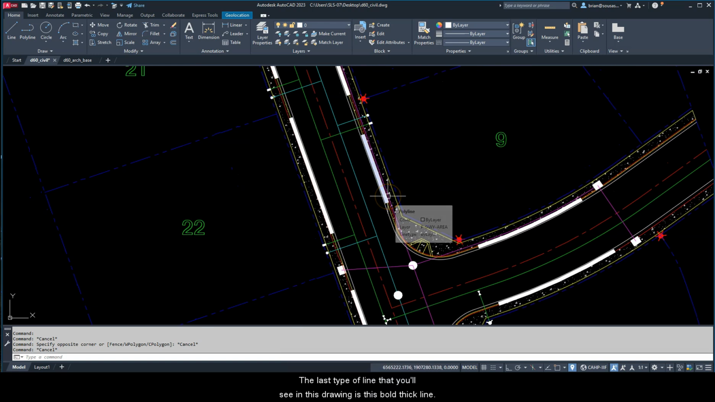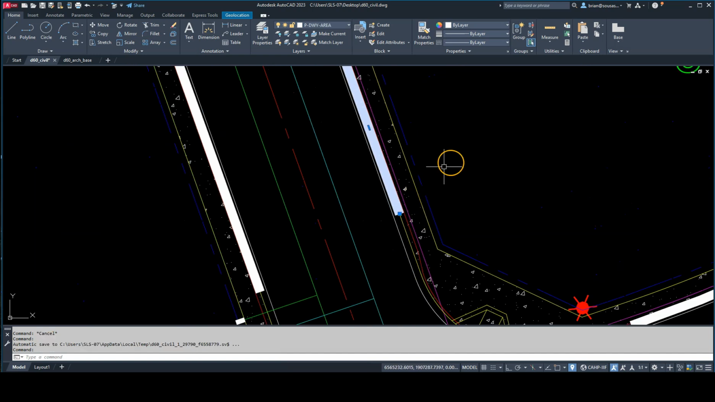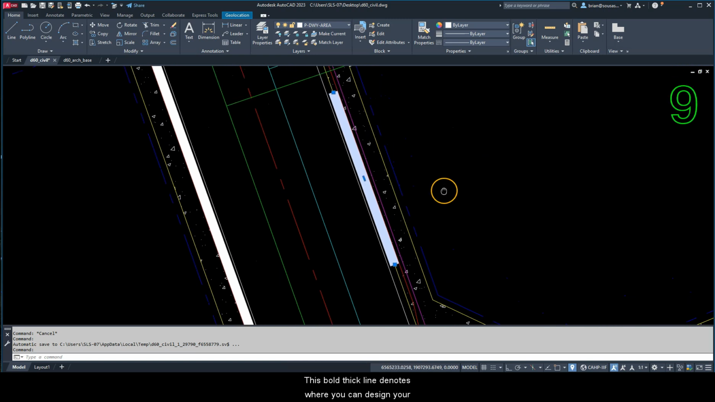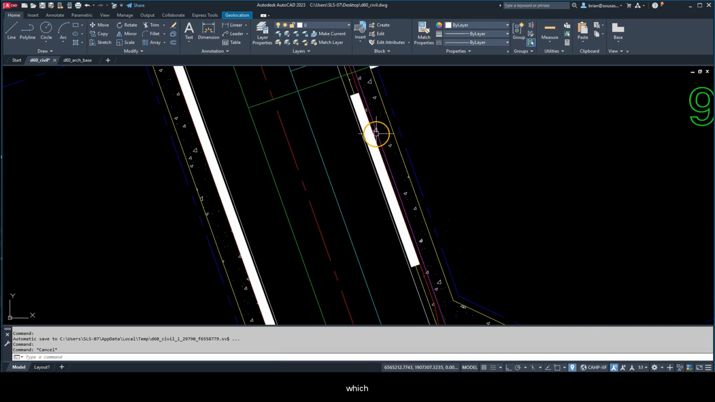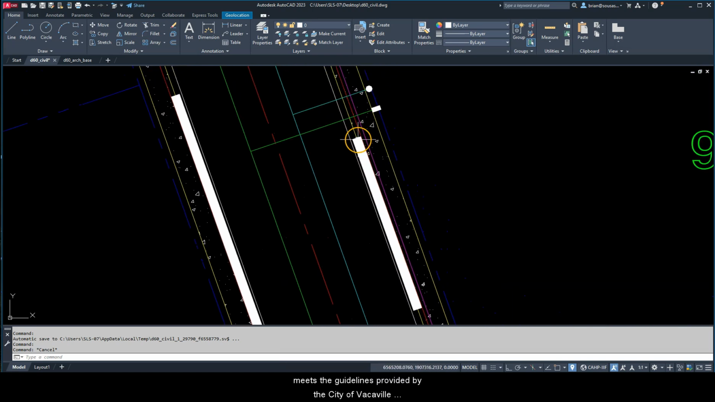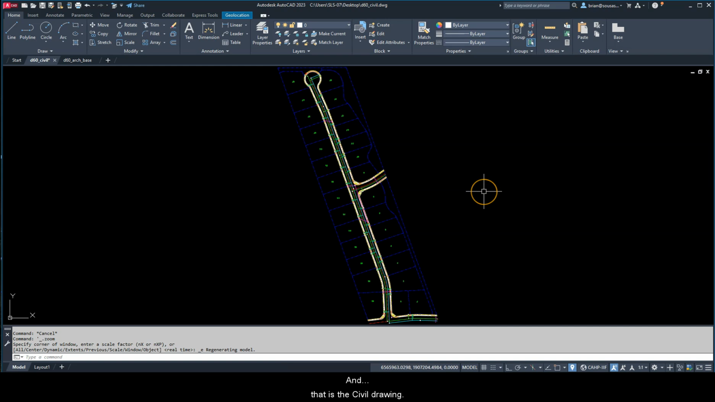The last type of line that you will see in this drawing is this bold, thick line. This bold, thick line denotes where you can design your access for a driveway. This line has been inserted by Dr. Sean, which meets the guidelines provided by the City of Vacaville's engineering standards. And that is the civil drawing.